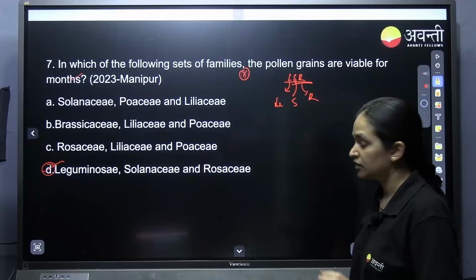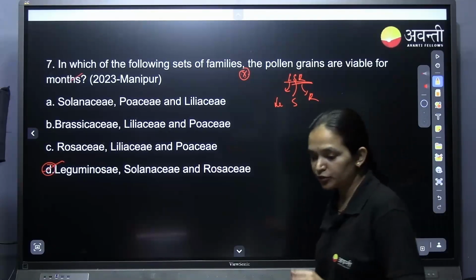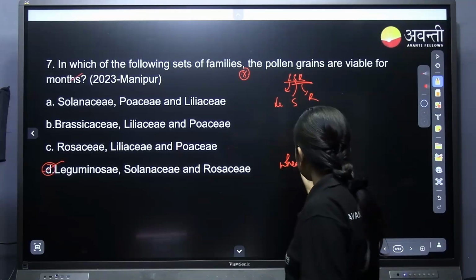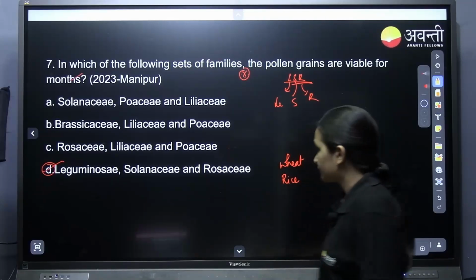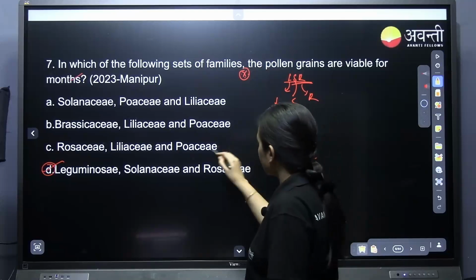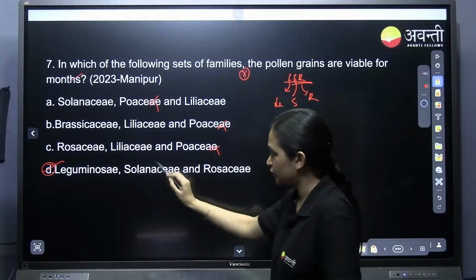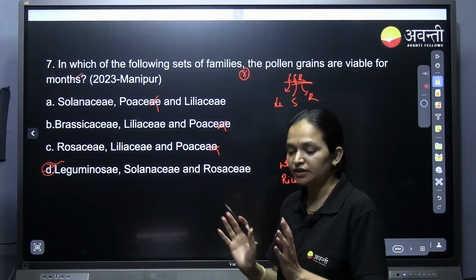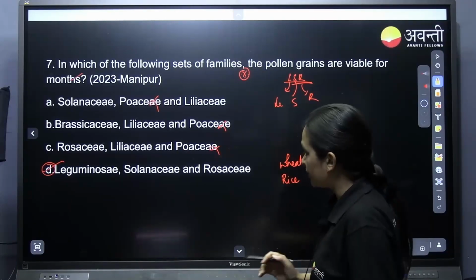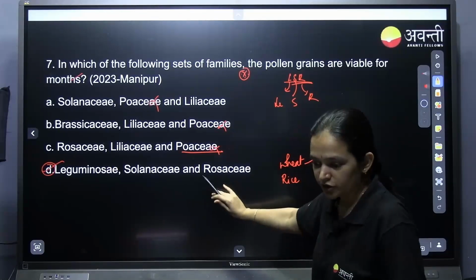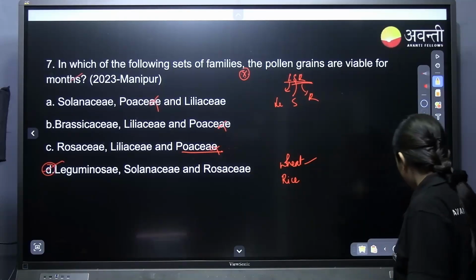The pollen grains of these families are viable up to months, while in others they are viable only for a very short period of time. The examples given in the textbook are? Wheat and rice. So wheat, Poaceae. So wherever Poaceae comes, mark it wrong. Even if you don't know whether it is Leguminosae, Solanaceae, Rosaceae, if you just know that wheat has a very short period of pollen viability, that is Poaceae. So wherever you get Poaceae, with the elimination technique also, you can solve this question. Understood?